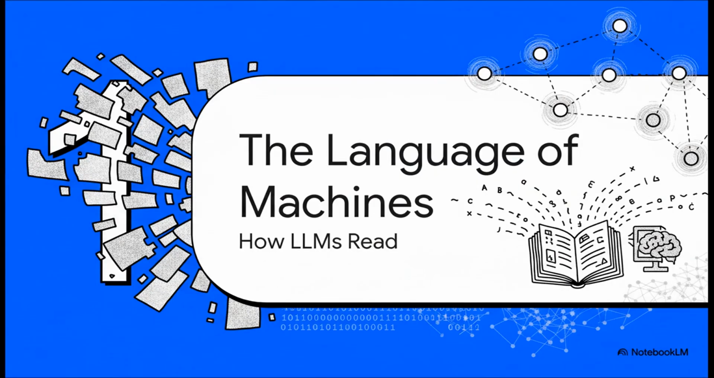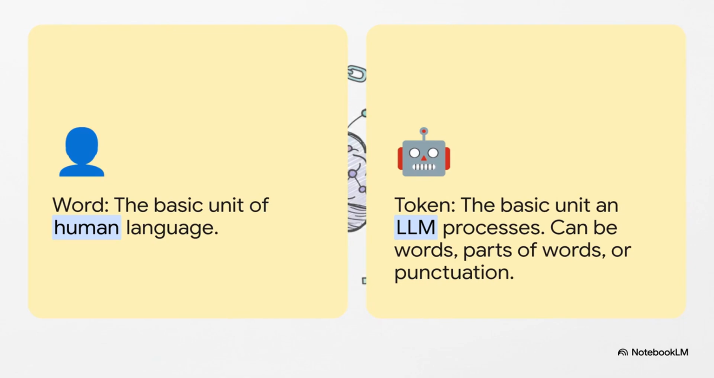Okay, so before an LLM can write or reason or answer any questions, it has to do something much, much more basic. It has to learn how to read. And, as it turns out, machines don't read language anything like the way we do. For you and me, the basic unit of language is a word. Simple enough. But for an LLM, the fundamental building block is something called a token.